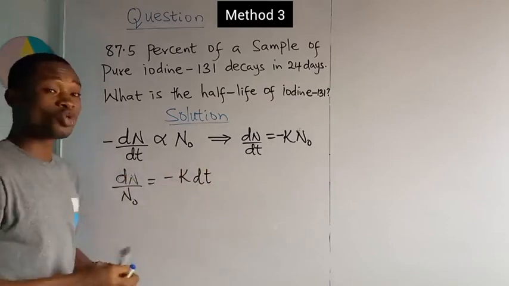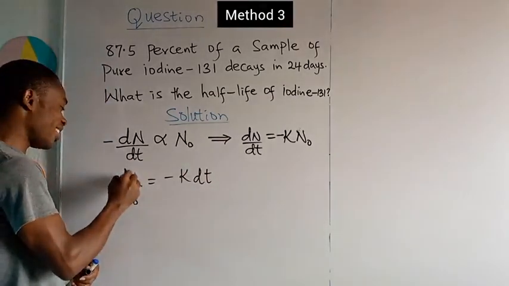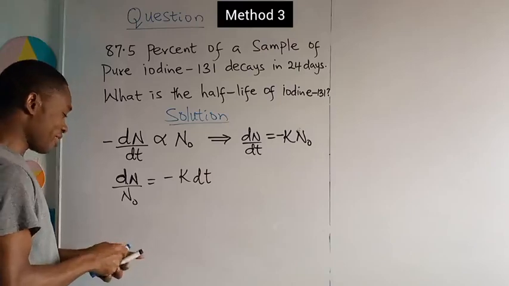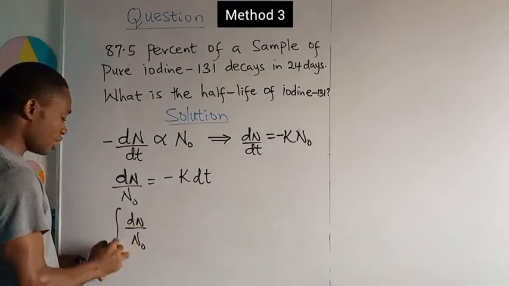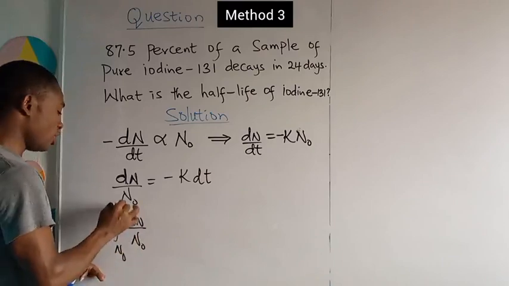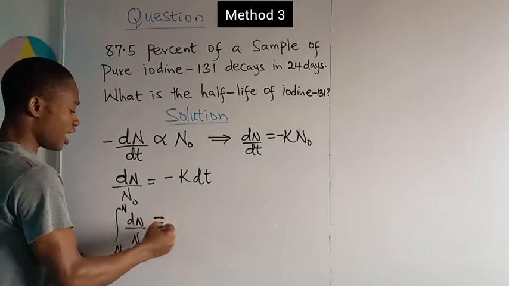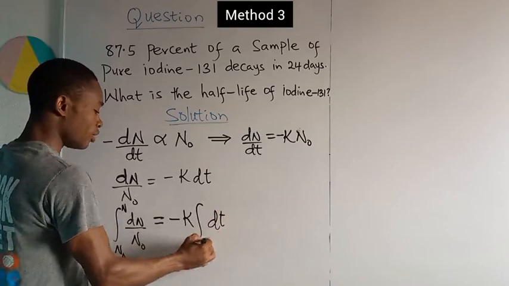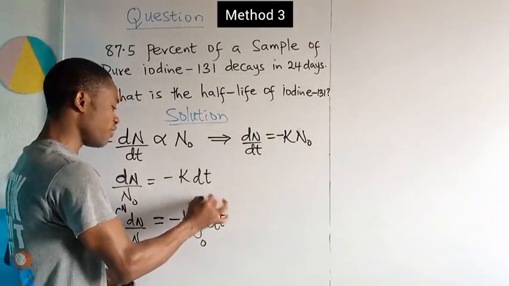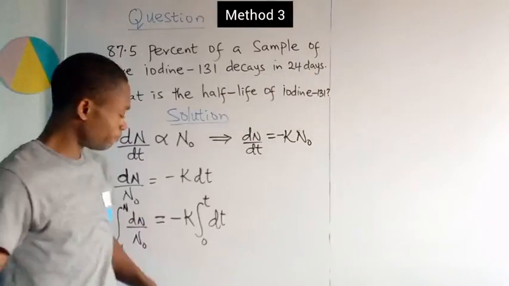At this point, we are meant to do an integration. Are you following, right? Let me just show the integral concept. Integral dn all over n naught, you are integrating from the original amount that you have to the final quantity left, and that's going to be equal to negative k. I'll integrate this part, the t part, from 0 time to any given time, like the one given to us here.